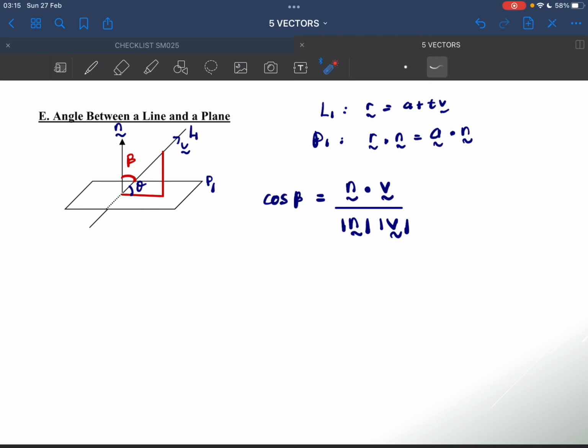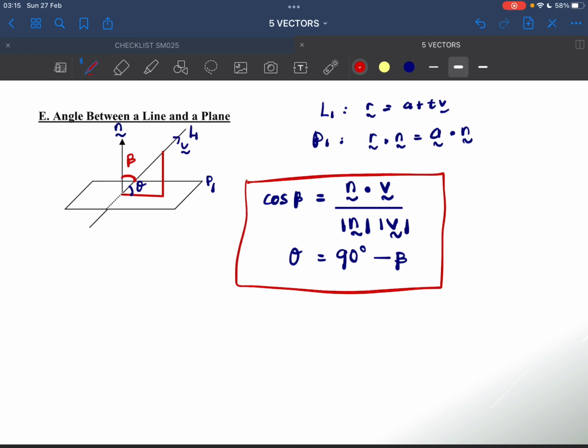So how to find theta here? The alternate angle, this is your alternate angle. This angle is just the same as this angle here. So this is beta. Okay, so to find theta, we just basically have 90 degrees minus beta. So theta is equal to 90 degrees minus beta. So that is how we find the angle between line and plane.